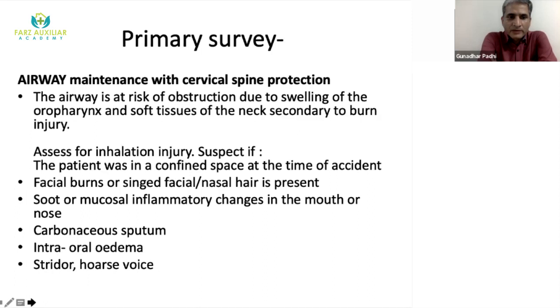If you find some kind of black color soot or mucosal inflammatory changes in the mouth or nose, if you find some kind of black color sputum, or if you find that the patient is having change of voice, the patient is already in stridor, there can be intraoral edema. Those are the indirect hints that suggest that this patient has suffered from severe inhalational injury, and automatically these patients are classified into all difficult airway patients as a burn patient.